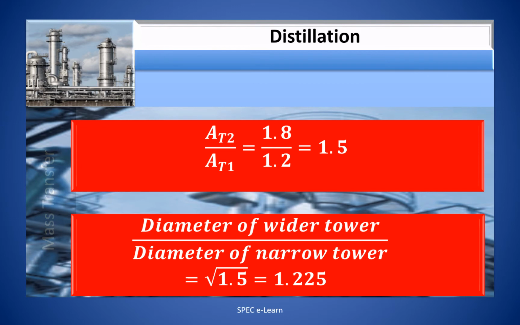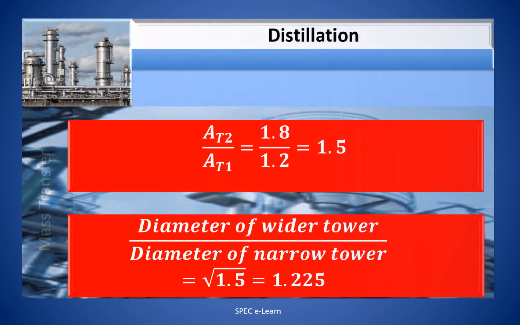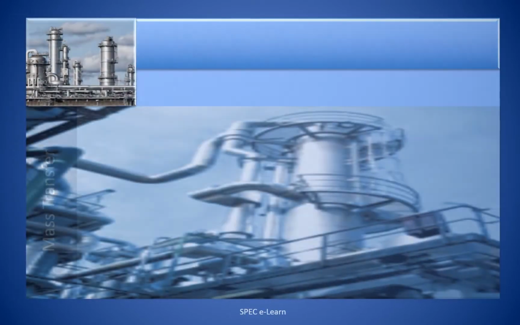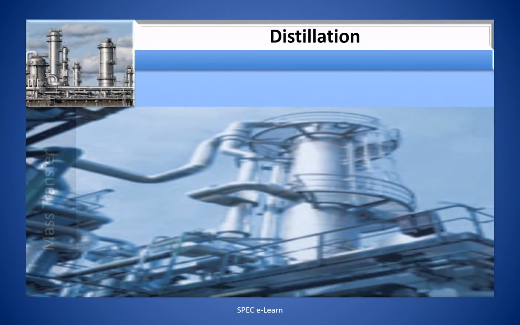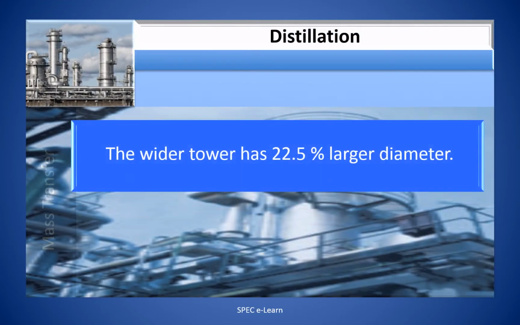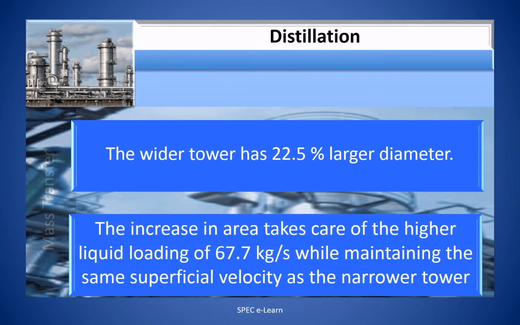The ratio of the diameter of the wider tower to the diameter of the narrower tower equals the square root of 1.5, which equals 1.225. The wider tower has a 22.5% larger diameter. The increase in area takes care of the higher liquid loading of 67.7 kg per second while maintaining the same superficial velocity as the narrower tower.